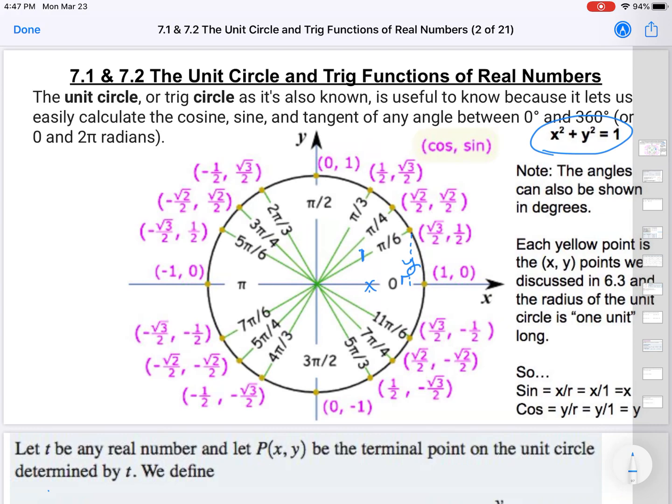Also notice there's a whole bunch of points. All these yellow points on the circle represent that cosine and sine pattern. So that's really useful if we can memorize these or use the left-hand trick and figure out what quadrant I am in, to quickly get answers for sine and for cosine.